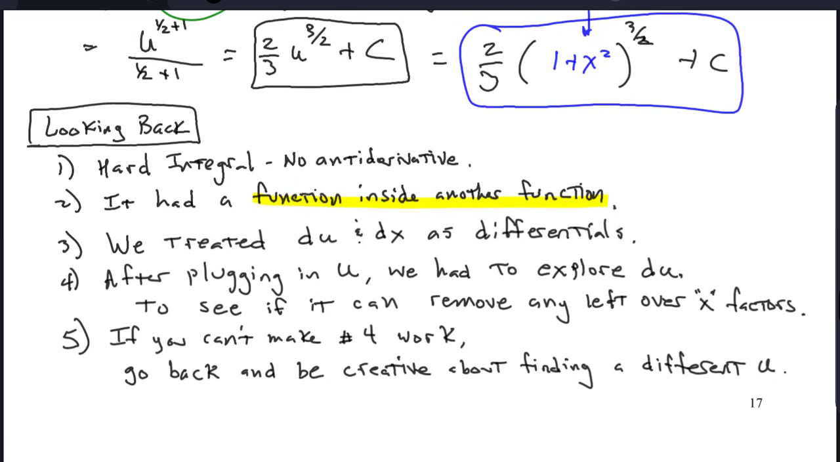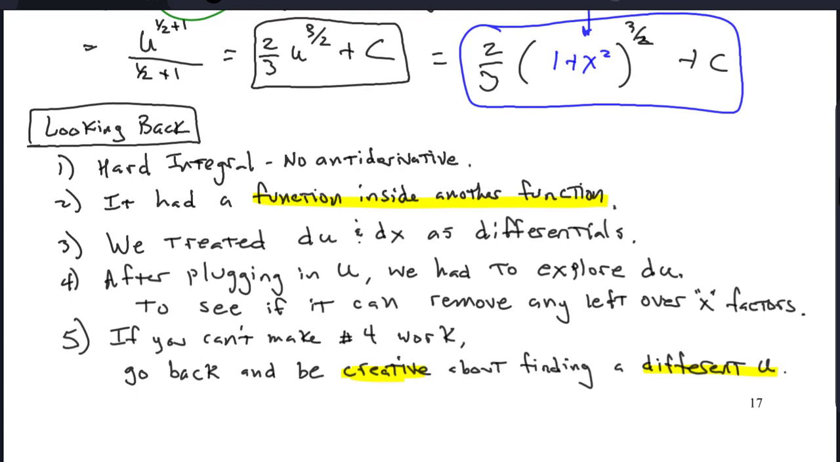So sometimes you can't get the leftovers out. The x and the dx, you can't get them all out. That happens occasionally, and it might mean that you need a different u. So you'd have to go back and get creative and try finding out a different u. But that's the game plan. That's what we're going to practice here. And let's do a couple of these integrals.